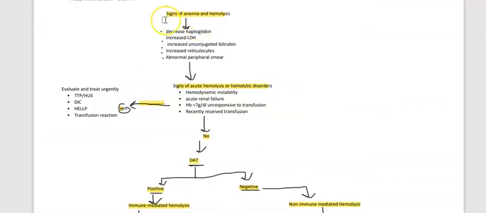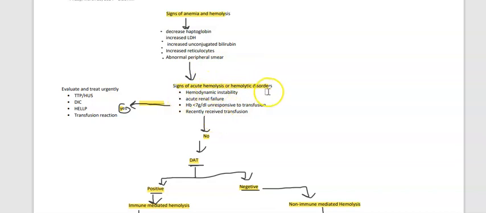Here is the overview of the hemolytic anemia. So when you have signs of anemia and hemolysis like decreased haptoglobin, increased LDH, increased unconjugated bilirubin, increased retic count, and abnormal peripheral smear, you can go further to narrow the differential.